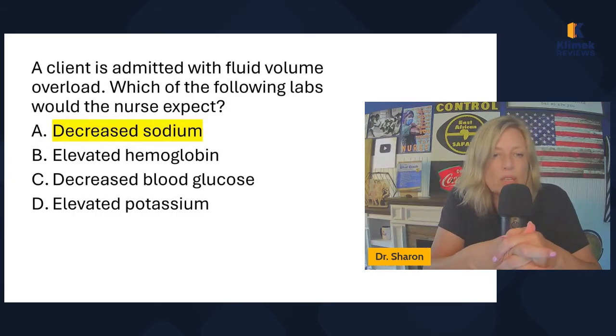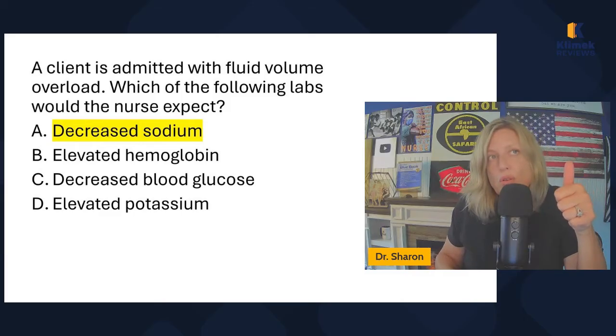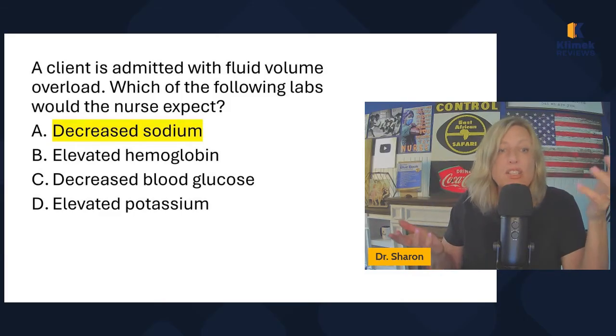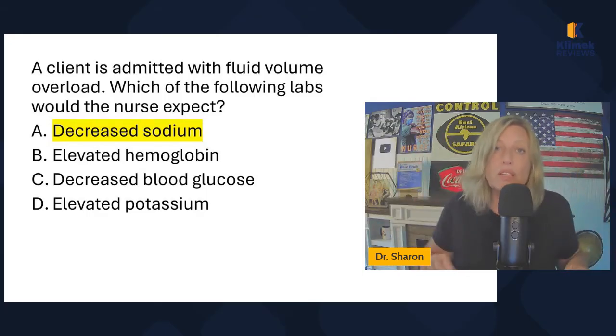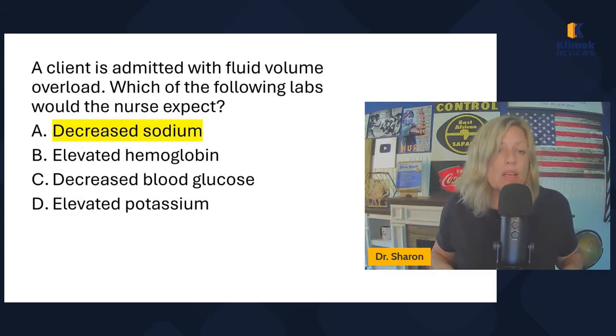What about hemoglobin? Actually, as volume goes up, it can sometimes also dilute the hemoglobin level. So you can see hemoglobin level goes down because it's less concentrated, or more dilute. So you definitely wouldn't see an elevated hemoglobin. If anything, you see a decreased hemoglobin.